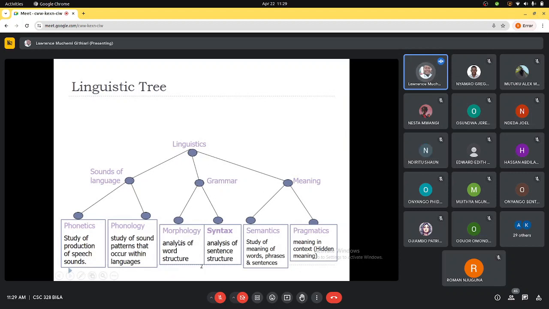But we also have it at a finer level called the morphology. And morphology is the analysis of the word structure. So the way you basically write a word. So a word basically has got a root. I hope you know that by now. That root, then you can add things to it.